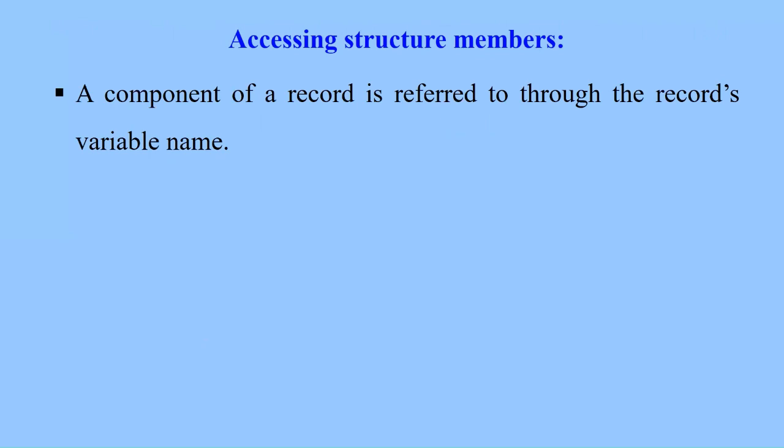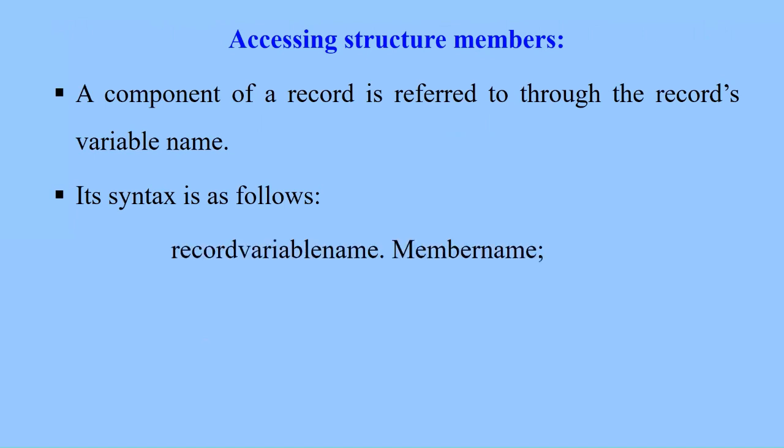How do we access structure members? A component of a record is referred to through the record's variable name. Its syntax is as follows. Record variable name dot member name. For example, student details dot first name. So you access the member called first name by passing through the variable that is used to manipulate those members. In this case, ours is student details. So it's student details dot first name.